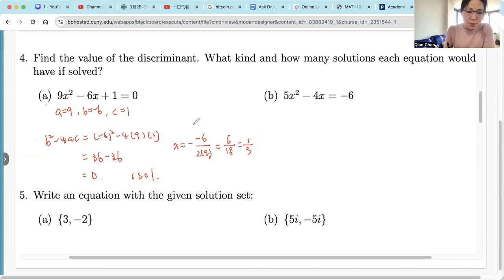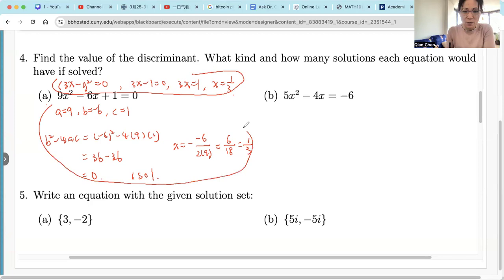Well, we said this is the only one solution. That means this can be factored. You see this can be factored as 3x minus 1 squared, a perfect square. That indicates 3x minus 1 is 0. That means 3x equals 1, x equals 1/3. All right, so this is through factoring, but this here is through the quadratic formula.